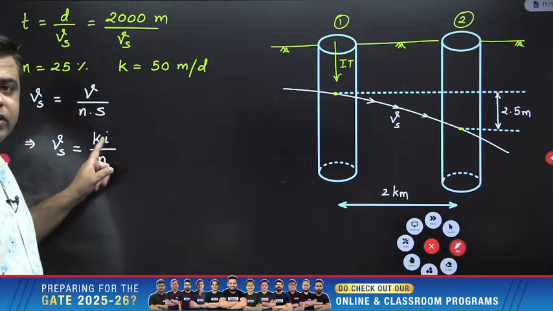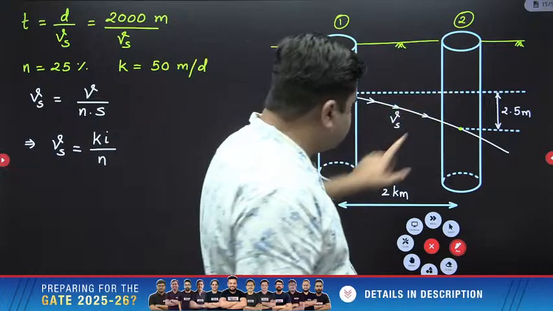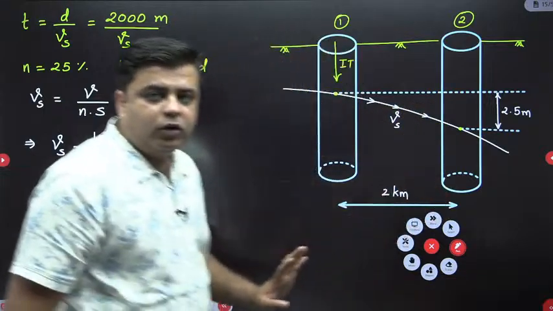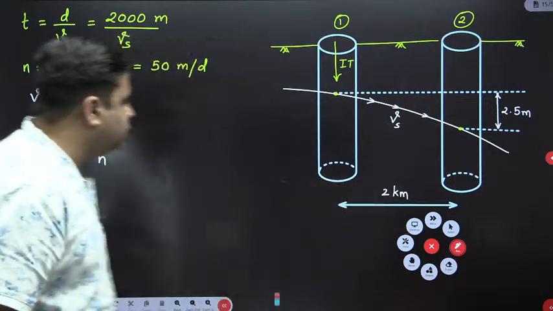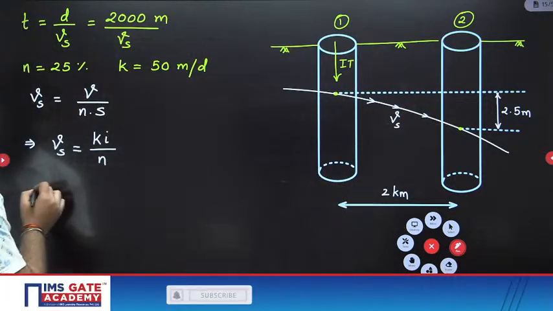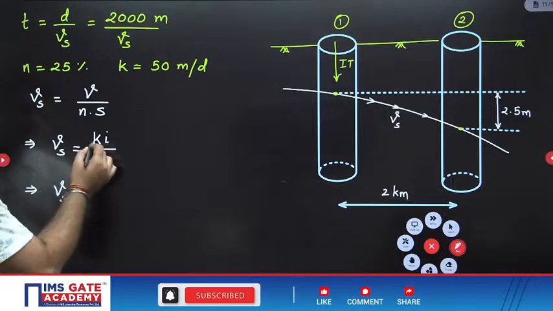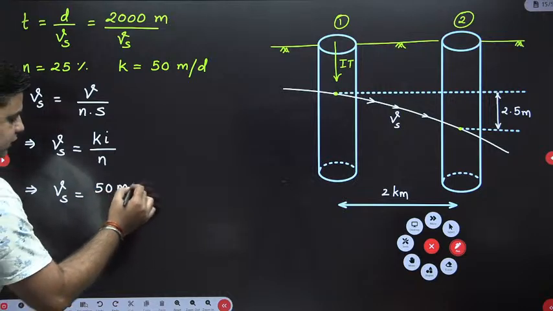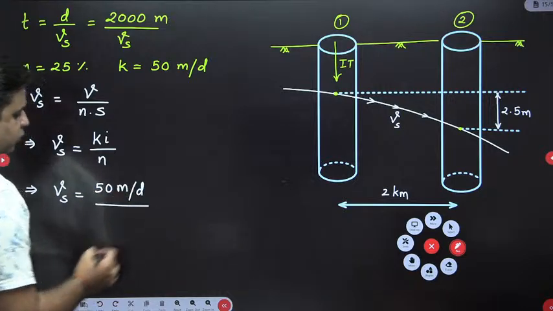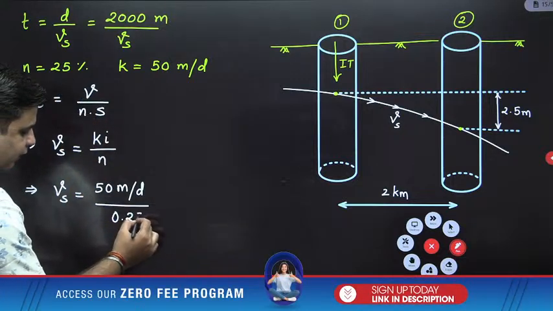Now it's time to calculate hydraulic gradient. Hydraulic gradient is nothing but the head loss divided by the length of flow. So head loss is given to you as 2.5 meter and length of flow is 2 kilometers. So please calculate this. Seepage velocity Vs is equal to permeability, which is 50 meter per day. Please write down the units. Units are very important. Porosity is given to you as 25%, so I will write this as 0.25.